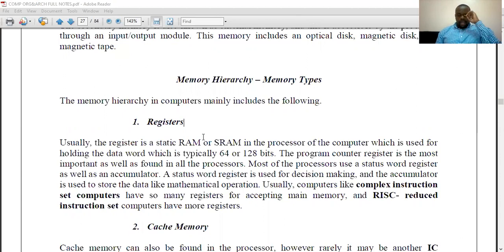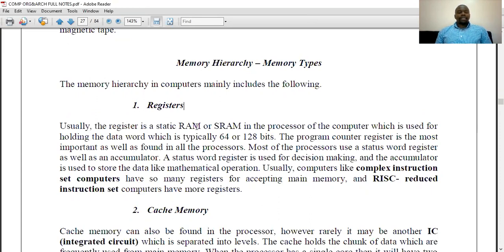So let's see what they are. All right. So registers, a register is usually a static RAM, or what you call an SRAM, and it is used for holding the data word, which is typically 64, 128 bits. Now, what makes the register very important to the CPU? The register is important to the CPU because of this.